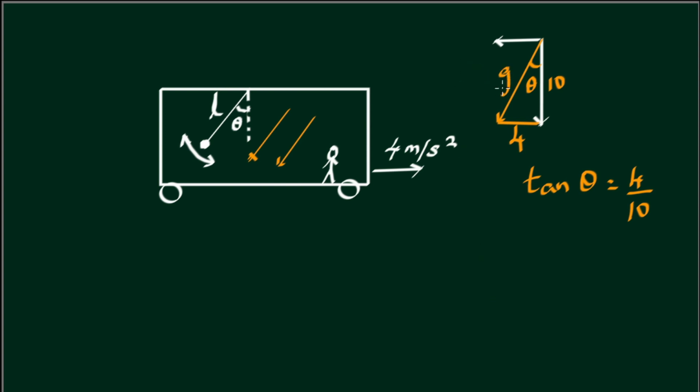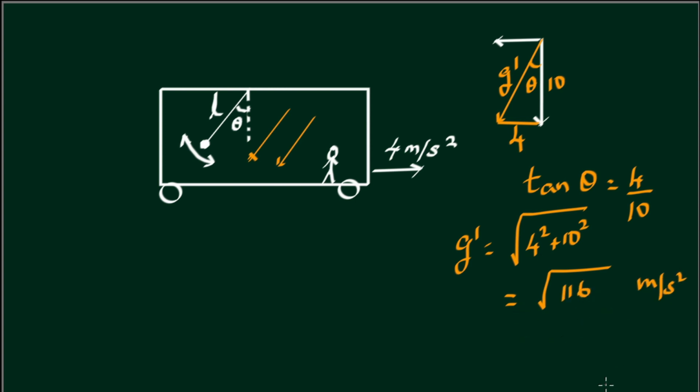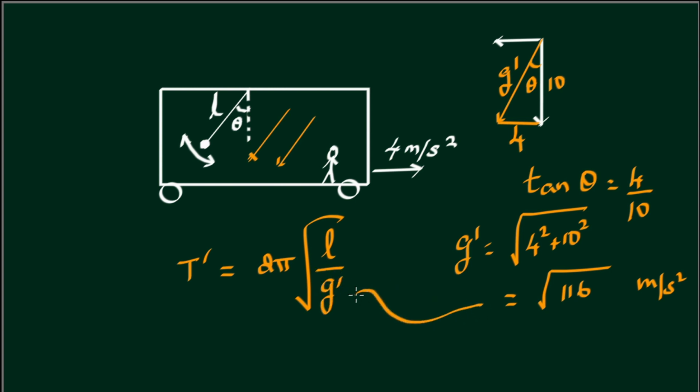And what is g prime? You can see g prime is going to be equal to the square root of 4 squared plus 10 squared. That is equal to the square root of 100 plus 16, root 116 meters per second squared. That's it. What's the time period of the pendulum? T prime, which is the time period in the accelerating frame, is going to be equal to 2 pi root of L by g prime. Take this g prime and put it in here and the problem is solved.